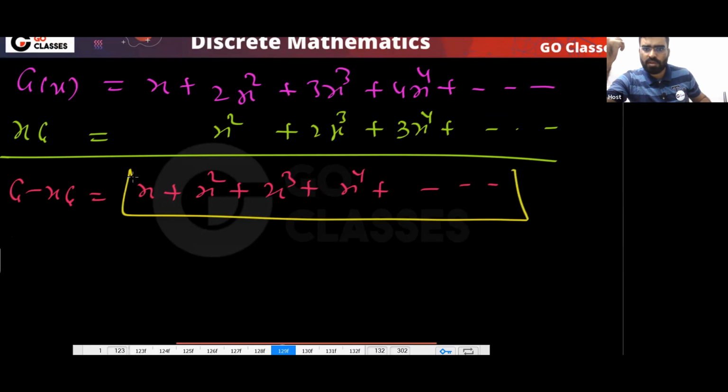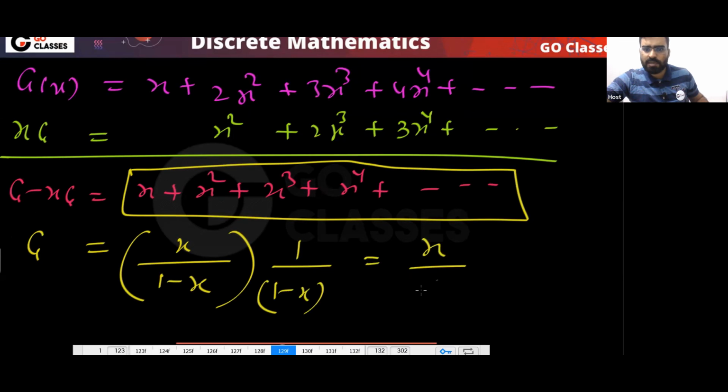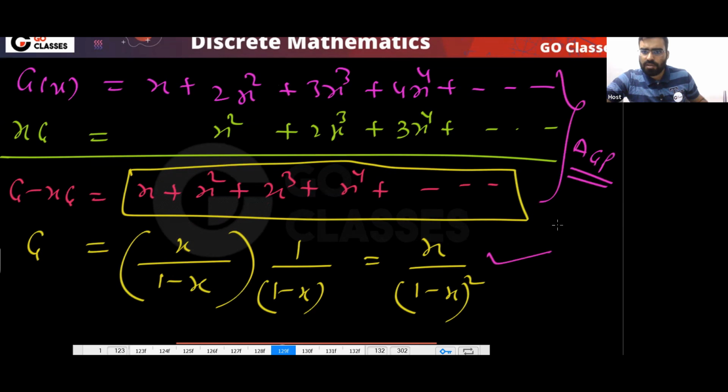Now this is your infinite GP, so I can say that it will be x upon 1 minus x. From here, g times (1 minus x) equals x upon 1 minus x, so you will get g equal to x upon (1 minus x) whole square. Very simple: you multiply with the common ratio, which is x, then you shift, and then you subtract. So g equals this.